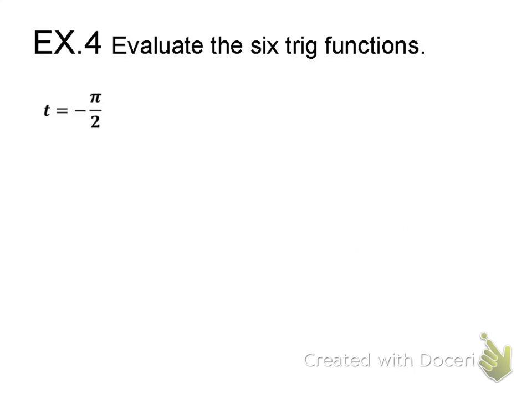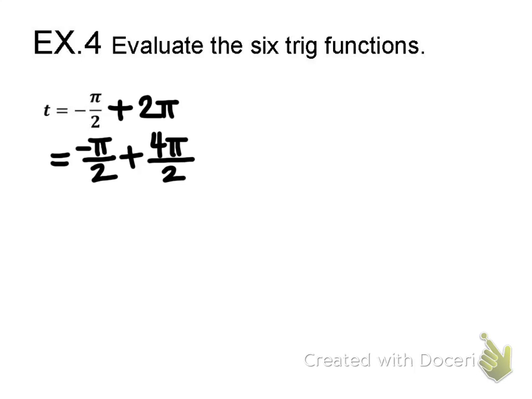Okay, number 4 wants us to evaluate the 6 trig functions for the angle negative pi over 2. So if you're unsure where negative pi over 2 is on the unit circle, you can again add 2 pi to find a coterminal angle. So negative pi over 2 plus 4 pi over 2 is equal to 3 pi over 2. So negative pi over 2 and 3 pi over 2 are equal angles. So now I'm just going to find the 6 trig functions for 3 pi over 2.